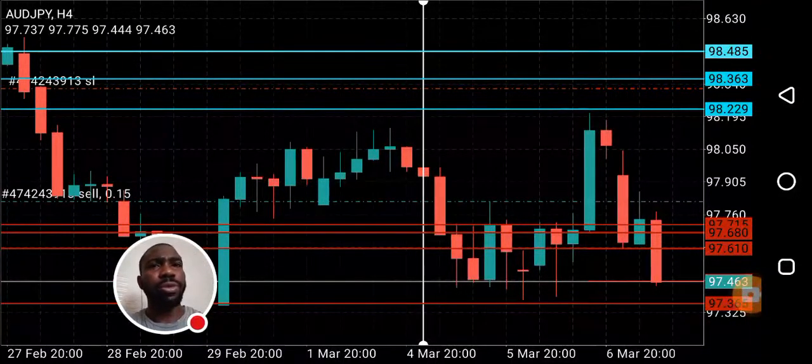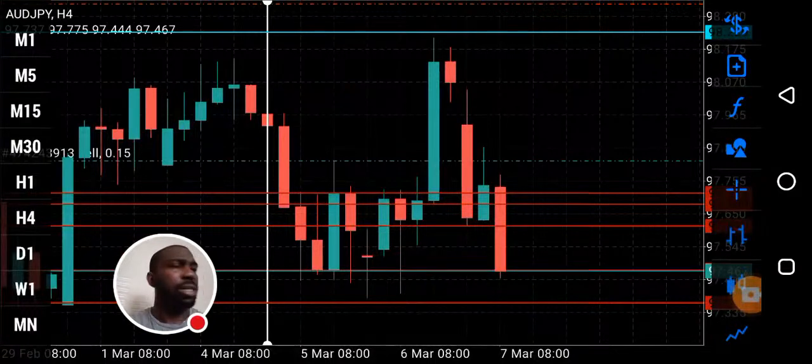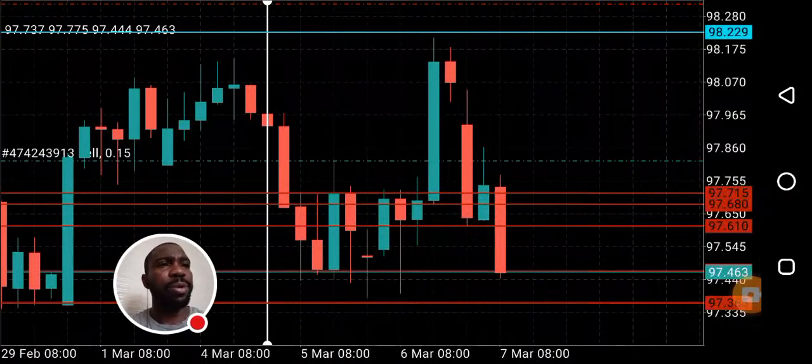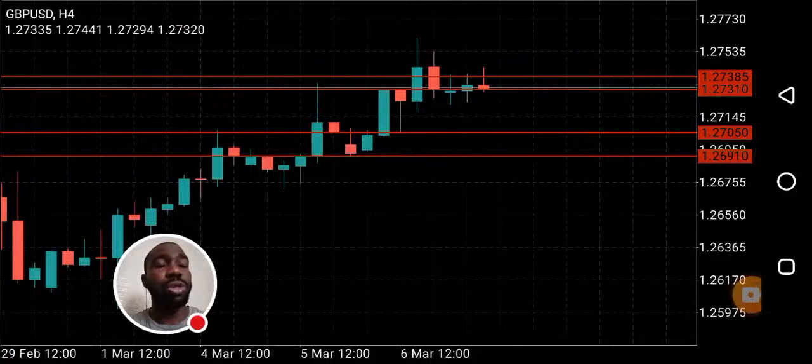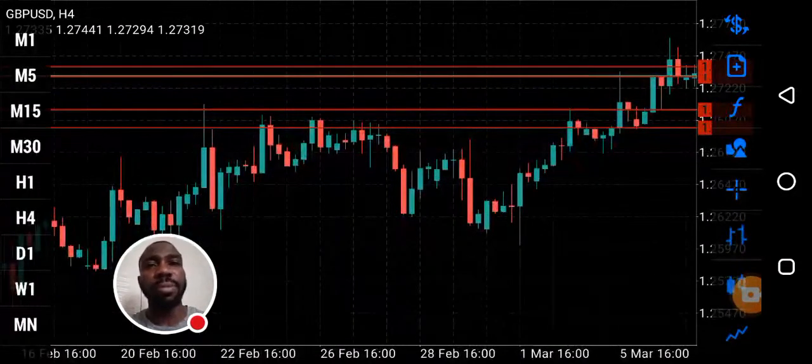Okay, so let's move to the next pair. Someone said we should look at GBP USD, okay, Mr. David. Let's look at GBP USD. GBP USD should be bearish, or no, sorry, bullish. GBP USD is bullish. Let's start with the weekly time frame.